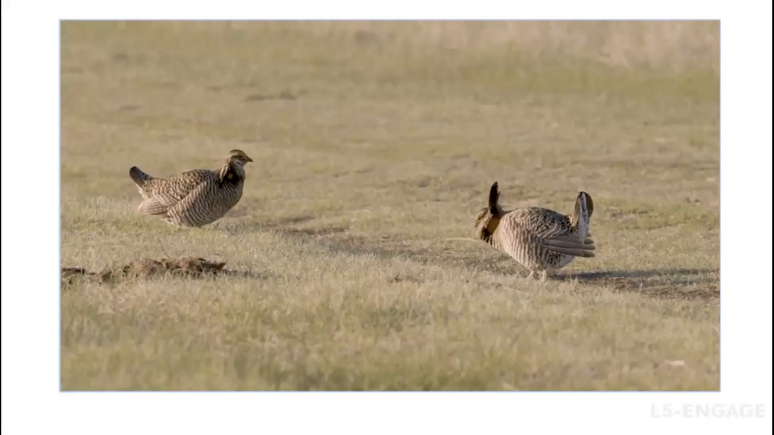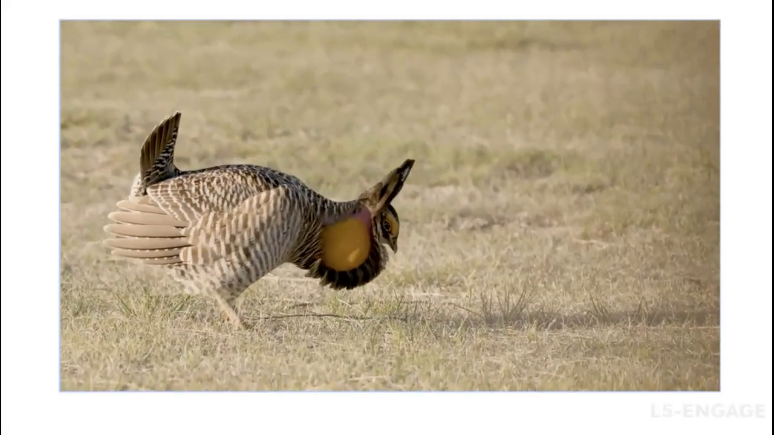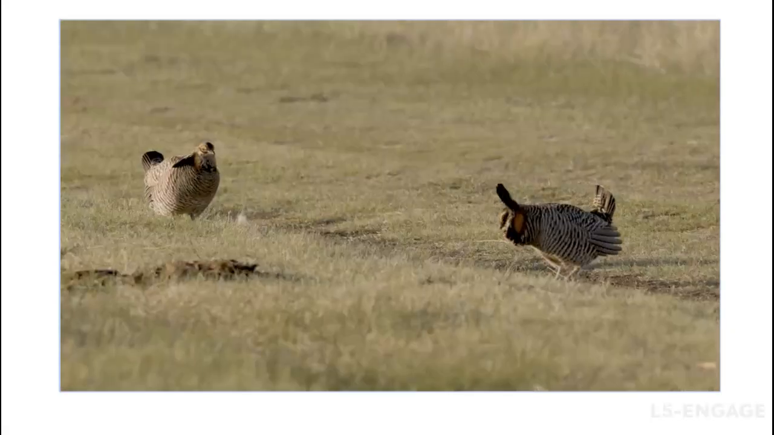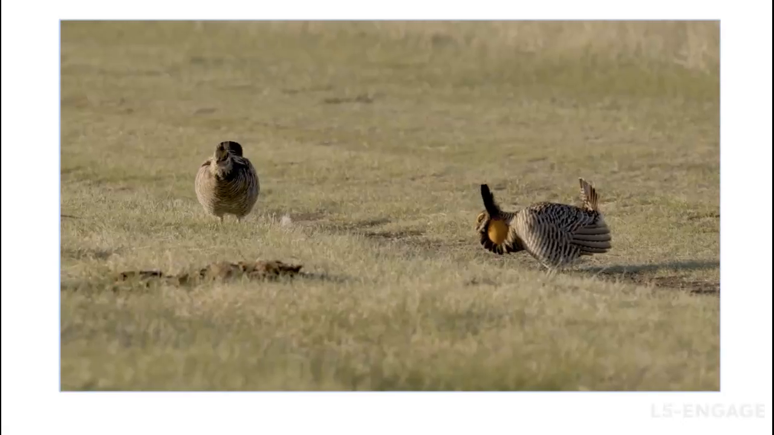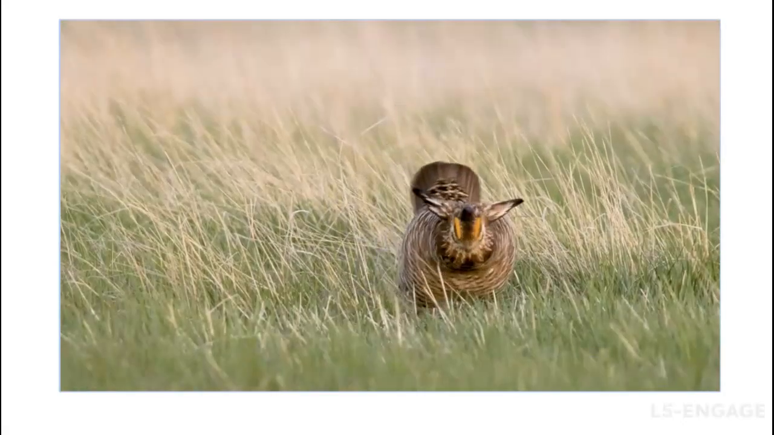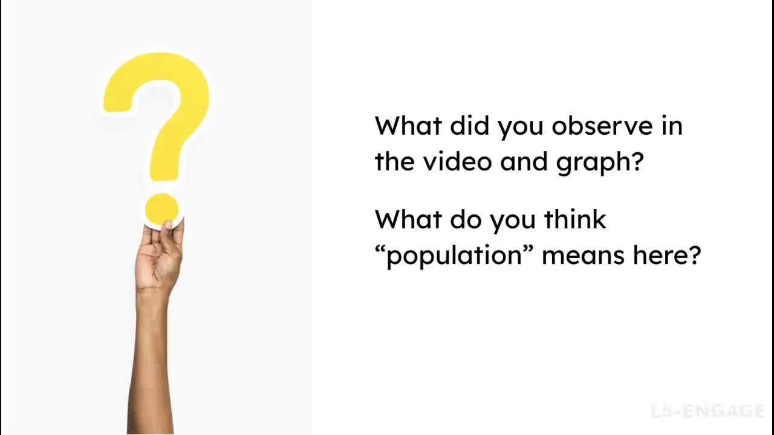You'll begin Section 2 by introducing the anchoring problem. For the Engage portion, you'll show a video to students that gives them information about the prairie chicken. You'll then ask students what they observe about the video and the graph within it that shows the declining prairie chicken population.